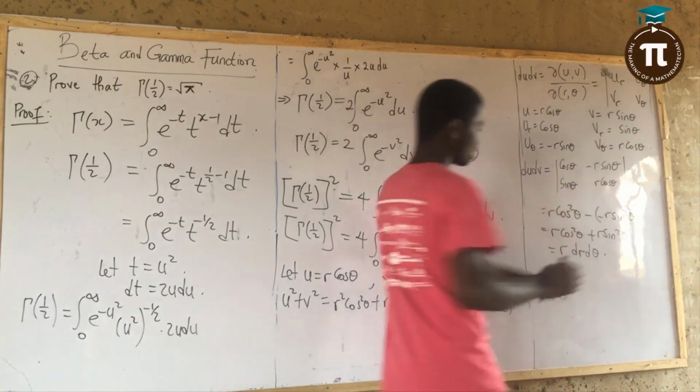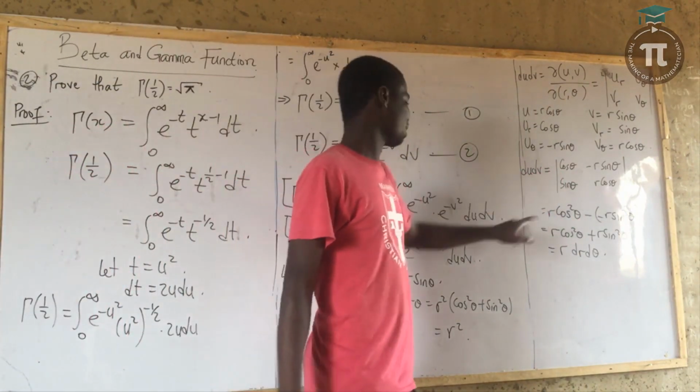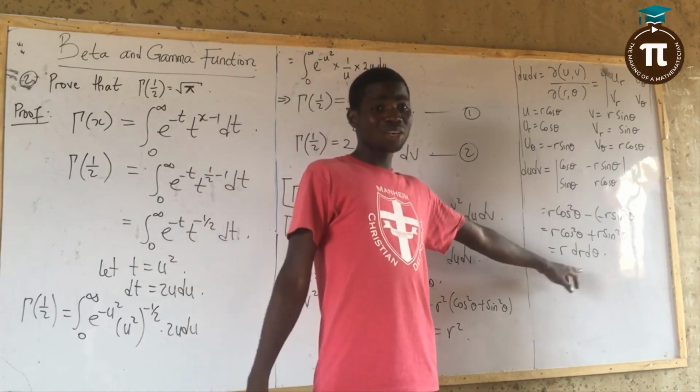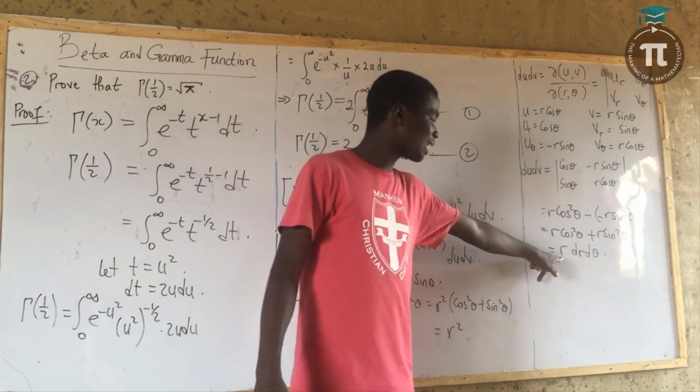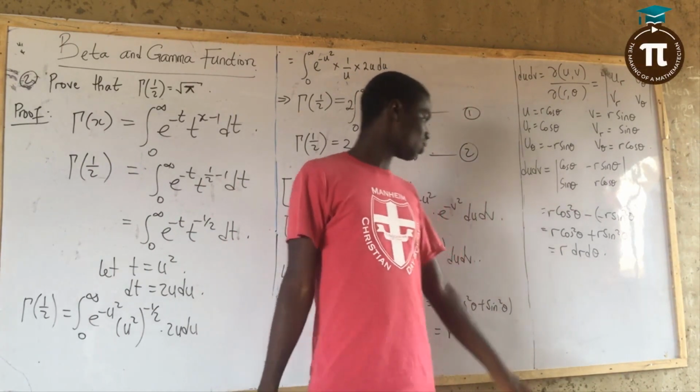And by the time you get this r, you should now have r dr d theta here. So that is du dv. When you want to replace du dv, it will be r dr d theta. You first find the Jacobian.